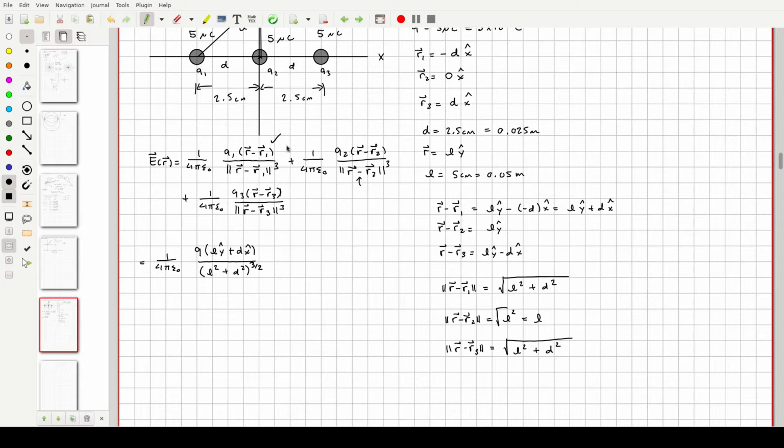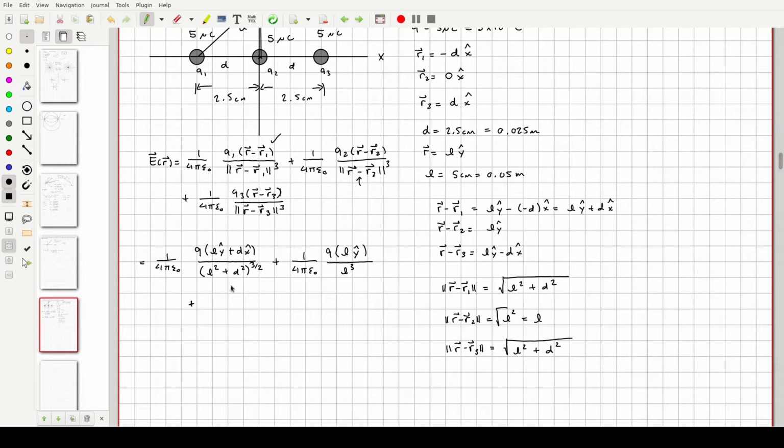So that's the first term. The second term is 1 over 4 pi epsilon naught Q, remember we're calling them Q now, times r minus r2, which is just Ly hat, divided by the length cubed, L cubed. Already you can see that you lose one of these, they cancel.